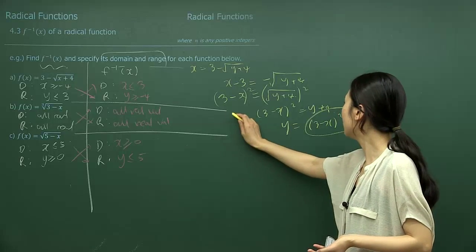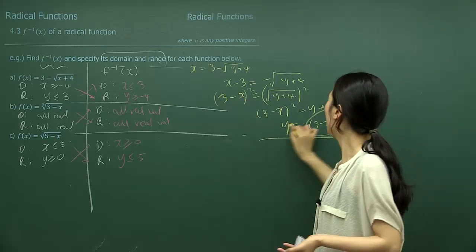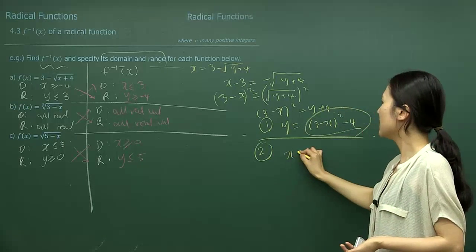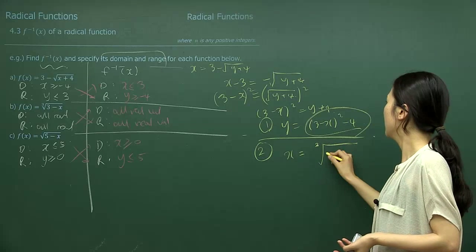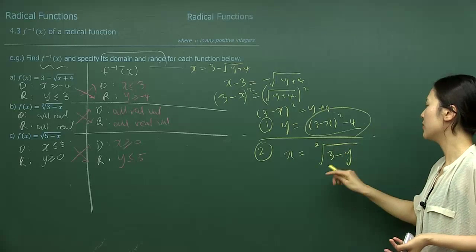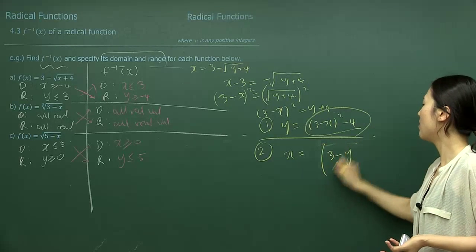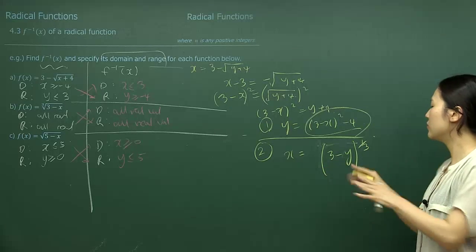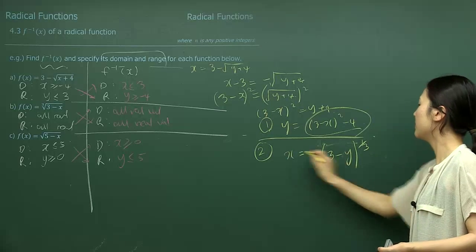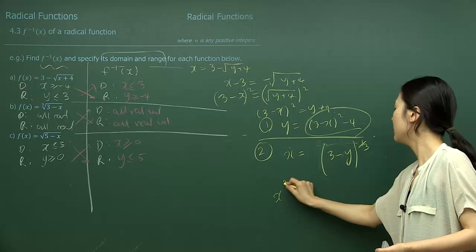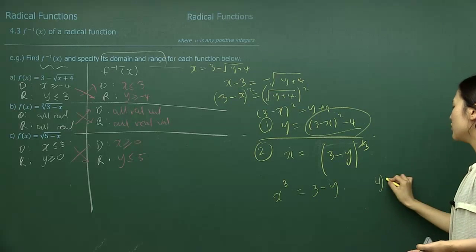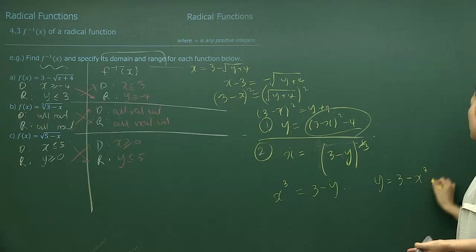And for the second function, let's move it around. x equals the cube root of 3 minus y. Now, cube root basically means what, guys? To the power of 1/3. So what do we have to do to cancel this out? You have to cube it, right? So cube this and cube that. So we put x cubed on one side, and that becomes 3 minus y. So y should equal 3 minus x cubed, right?